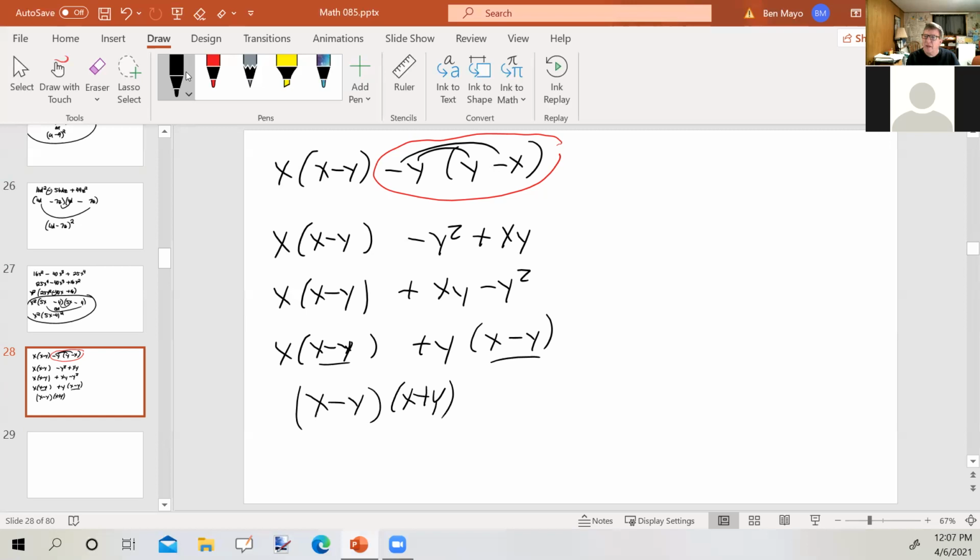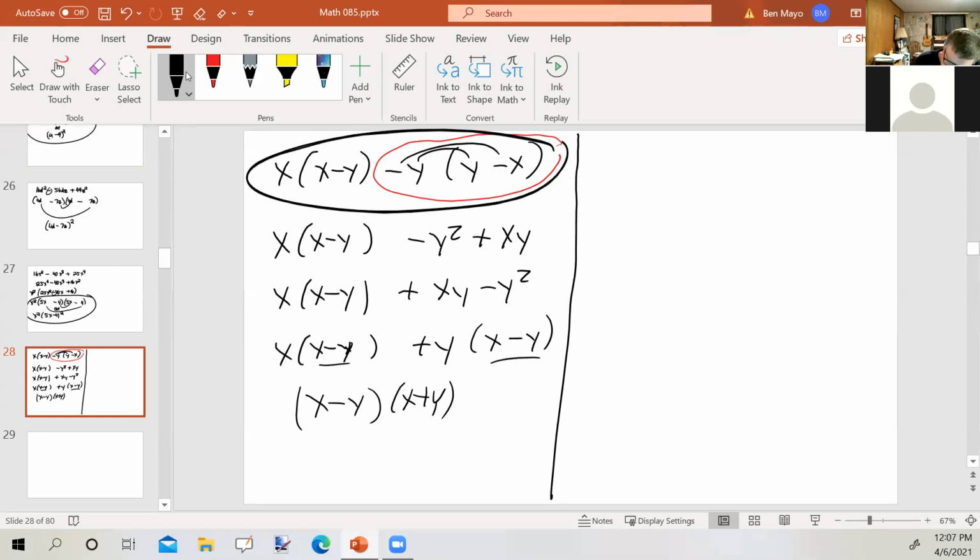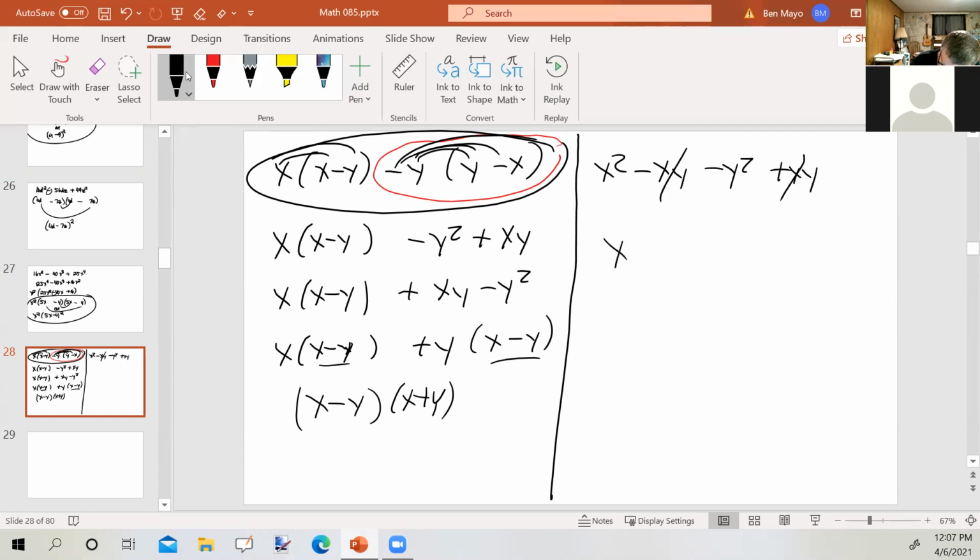Oh, those factors are conjugate pairs, aren't they? Let's do this problem a different way. Let's take this whole mess and multiply it all out. We get x squared minus xy minus y squared plus xy. Oh, these would cancel. Oh, look at that. Maybe that was easier to see than what I did. Of course, I didn't know ahead of time, but there you go.